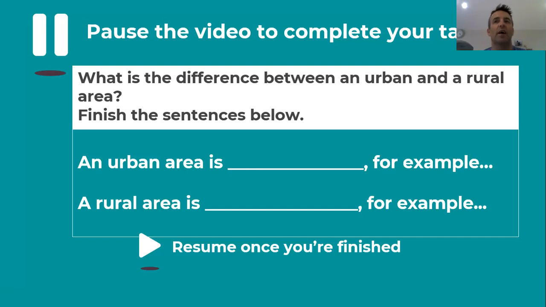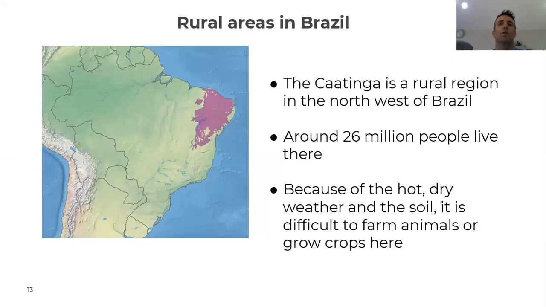So let's have a look at how the population in urban and rural areas are changing in Brazil. So we're going to focus on one region called the Caatinga, which is in the northeast of Brazil. It's a rural region, that means it's in the countryside, and it's in the northwest of Brazil. It's not northwest, that's northeast. I do apologize, that's the northeast of Brazil. And around 26 million people live in this region.